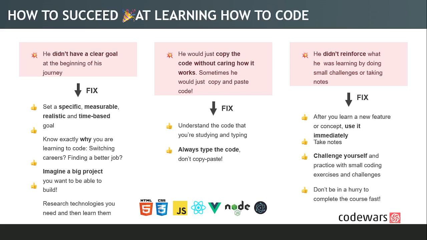That way you can actually achieve something, but try to be specific on what you want to learn. Say I want to start with HTML and CSS, and I want to learn it in two months. That is specific, measurable, realistic, and time-based.